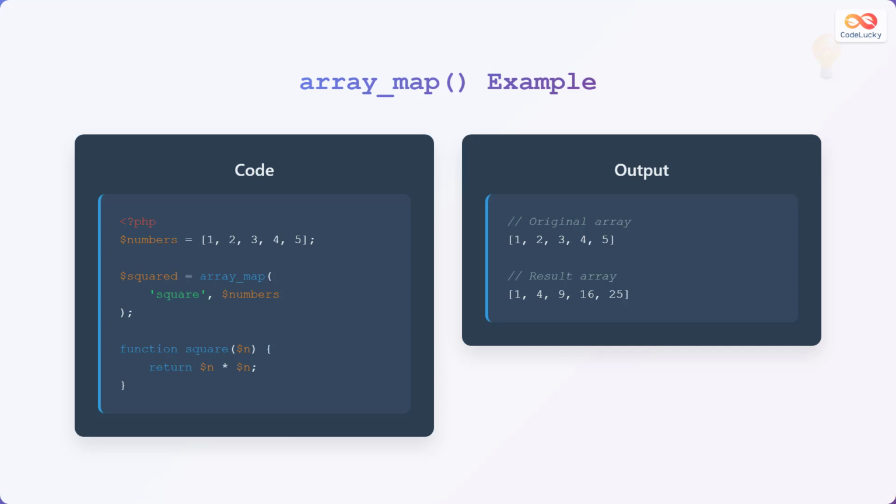Let's consider an example of using the array_map function. In this code snippet, a numbers array is initialized with the values 1, 2, 3, 4, and 5. The array_map function is used to square each number in the numbers array. The square function takes a number as input and returns its square. The result is assigned to the squared variable. The output will be the original array 1, 2, 3, 4, 5, and the result array which contains the squares of the original array: 1, 4, 9, 16, and 25.